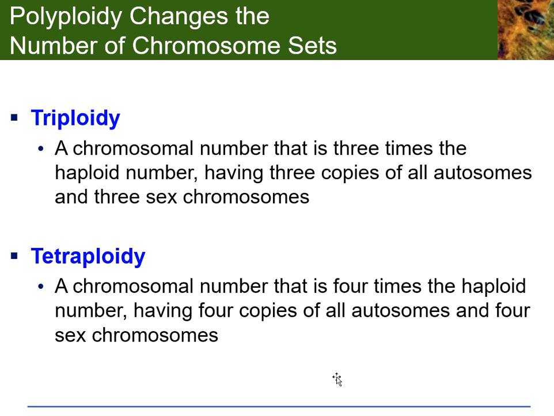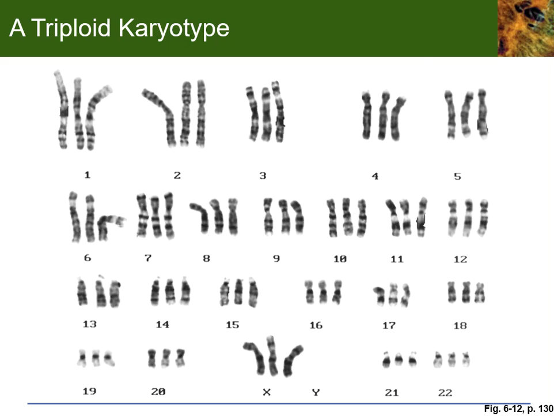Triploidy is a chromosomal number that is 3 times a haploid number, having 3 copies of all the autosomes and 3 sex chromosomes. And tetraploidy is a chromosomal number that is 4 times a haploid number, having 4 copies of all the autosomes and 4 sex chromosomes. Okay, here you can see a triploid karyotype. You literally have 3 of all of them, including 3 sex chromosomes here. You've got 3 X, so clearly a female.